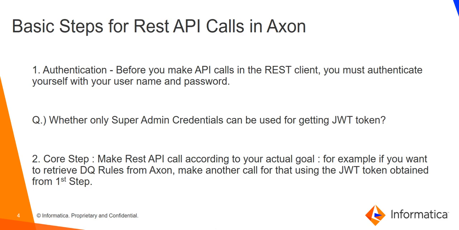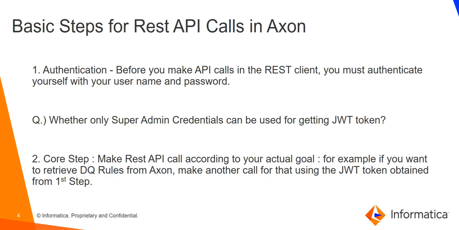Once you get the JWT token, you can make another REST API call according to your purpose. For example, if you want to retrieve DQ rules from Axon, you can make a call accordingly. So let's now see how to retrieve DQ rules from Axon. In this video, which is the first part of REST API calls in version 5.4, we will discuss how to retrieve DQ rules from Axon.